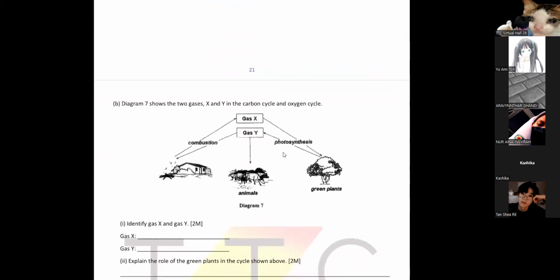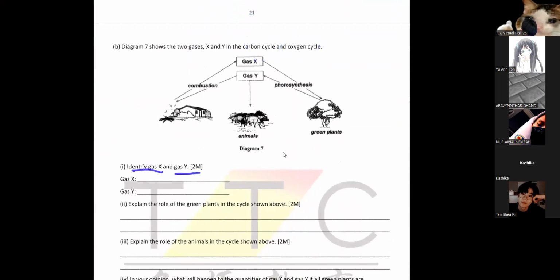Let's go to B. So this is two gases, X and Y, carbon cycle and oxygen cycle. Okay, this is very simple. So identify gas X and gas Y. Gas X is from combustion. When you burn something, you produce carbon dioxide, right? So carbon dioxide is absorbed by your plant to do photosynthesis. And then what do plants produce? Plants will produce oxygen. You don't write it like this in exam lah. You have to write carbon dioxide and oxygen. So oxygen is used by us, animals, and is used by combustion. So this is a whole cycle lah, right? It's just that they draw it differently lah.